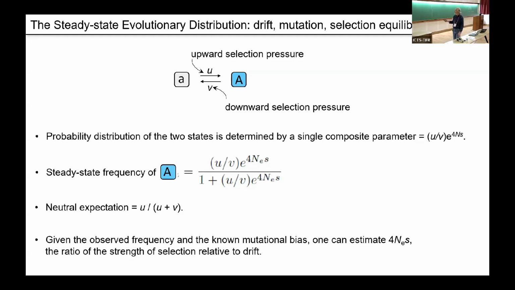If everything's neutral, then S is 0 and these terms go away, and the neutral expectation is simply the ratio of the forward mutation rate over the sum of the two. So that's the neutral expectation of being in one or the other state.